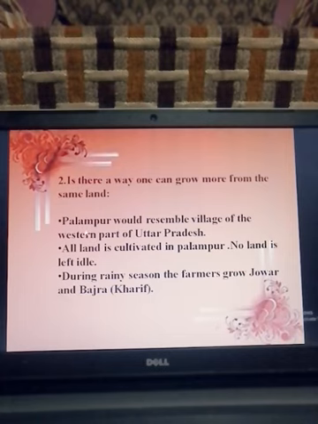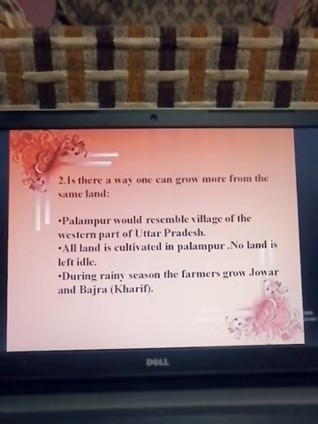Okay, so here Palampur resembles a village of the western part of Uttar Pradesh. When you look towards Uttar Pradesh, there are rural villages which have the same facilities as in Palampur. All land is cultivated in Palampur. No land is left idle. It means not even a single piece of land is left simply. They try to grow some kind of crop. That is the reason it is said no land is left idle.